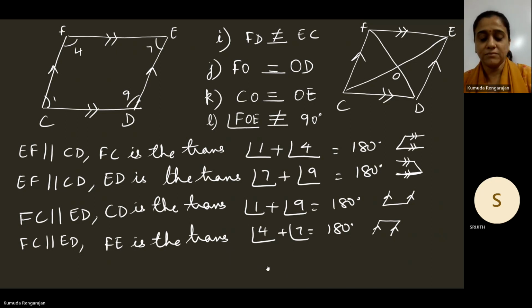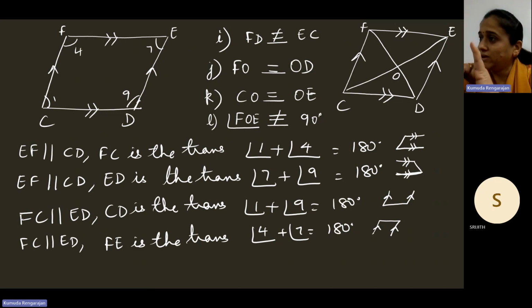Angle FOE is not equal to 90 degrees. You were right, Anirudh. It's not equal to 90 degrees. Why? Because the diagonals are not perpendicular to each other. So diagonals are not equal. They are not perpendicular, but they bisect each other. In a parallelogram, diagonals are not equal. They are not perpendicular to each other, but they bisect each other.